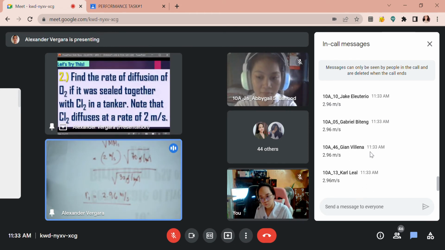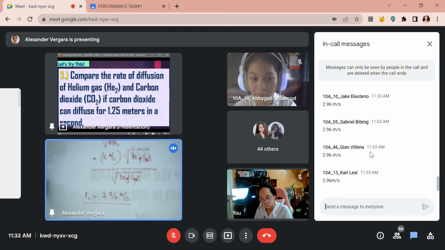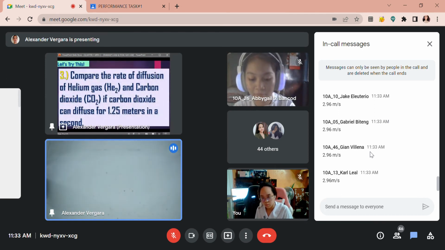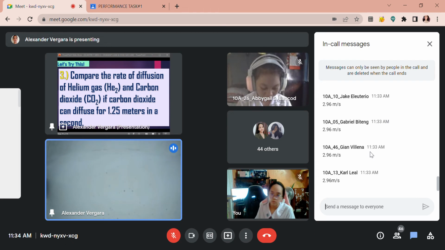Let us have another problem before we proceed with the Graham's law. Try to answer this one. Compare the rate of diffusion of helium gas and carbon dioxide, if carbon dioxide diffuses 1.25 liters in a second. There will be carbon dioxide, so you need to get the molecular mass of carbon and then the oxygen, then add them. That will be the weight of that carbon dioxide. You know what I mean? Let us try later and see who can follow.